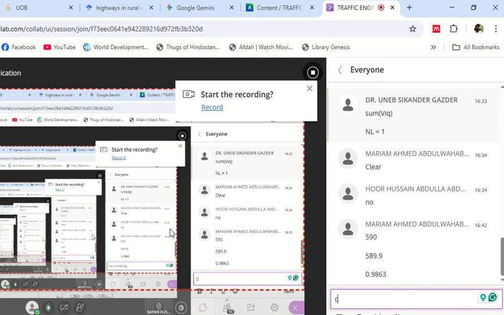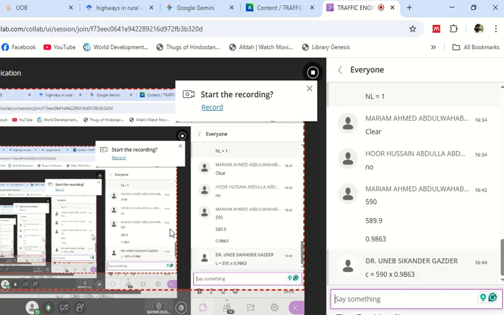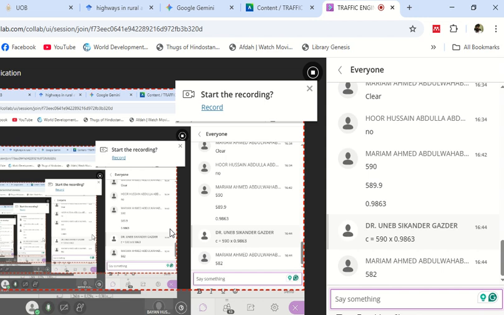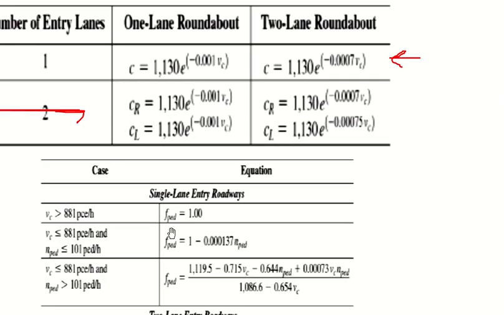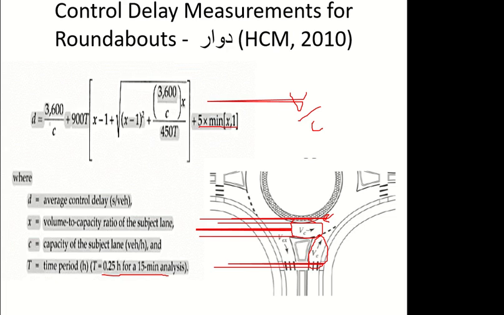Okay, so the final capacity will be 590 multiplied by 0.9863, and this is in vehicles per hour. So this will be the final capacity which you will use in this equation. Your C and X value will be calculated using 582 after the adjustment factor, not without the adjustment factor.